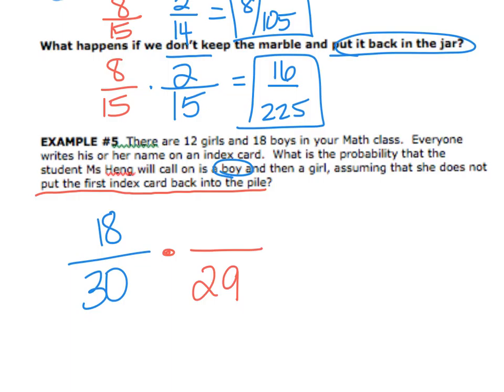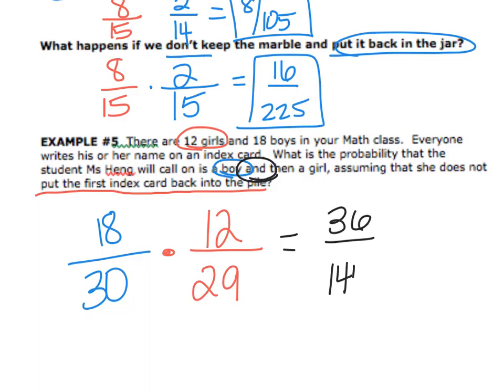So if I'm looking for a girl out of those 29 cards, there are 12 girl cards out of those 29. So because it says the word and, I want to multiply these probabilities to figure out the likelihood of these 2 things happening at the same time. So multiply those together, get a simplified fraction, 36 out of 145.